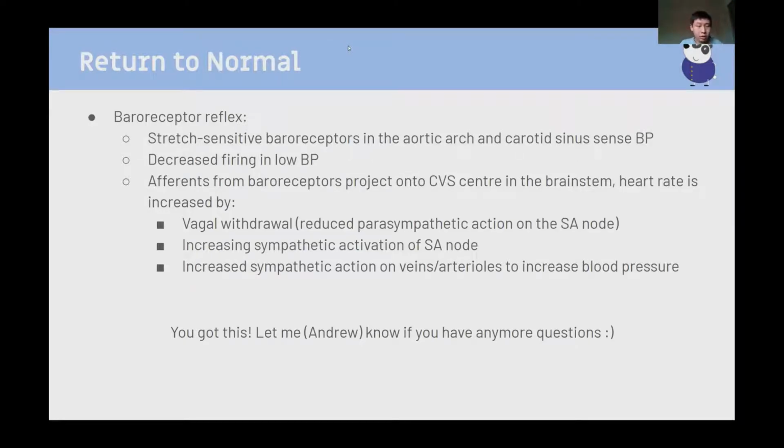And you also get increased sympathetic action on all of your vessels, so on your veins and arterioles. And when they constrict, you'll end up getting increased blood pressure. And that's basically microcirculation. So I think the most important thing is just a general understanding, and then, if anything, just the orthostatic hypotension and baroreceptor reflex. But you'll hear much more about orthostatic hypotension. It'll come up a few times in the future.